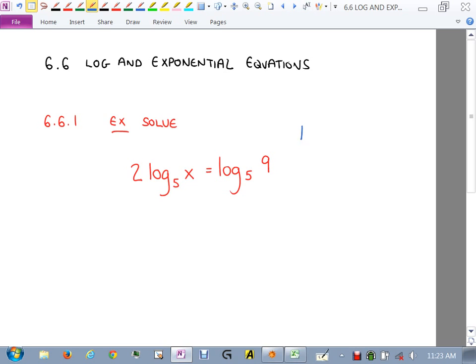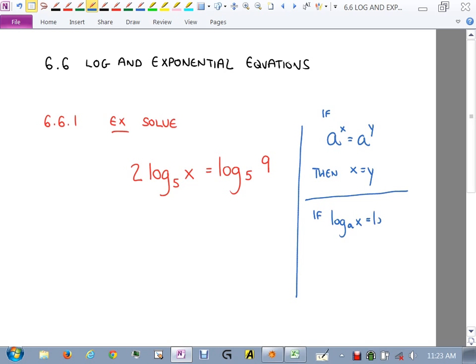I'll point some stuff out on the right side. Do you remember this thing? If a to the x equals a to the y, then what could you say about x and y? They had to be the same. We also have this property. If log base a of x equals log base a of y, then what do you think has to be true? X must equal y also. So if you have the same logs on both sides, and they need to be equal to each other, then what's in them has to be the same.